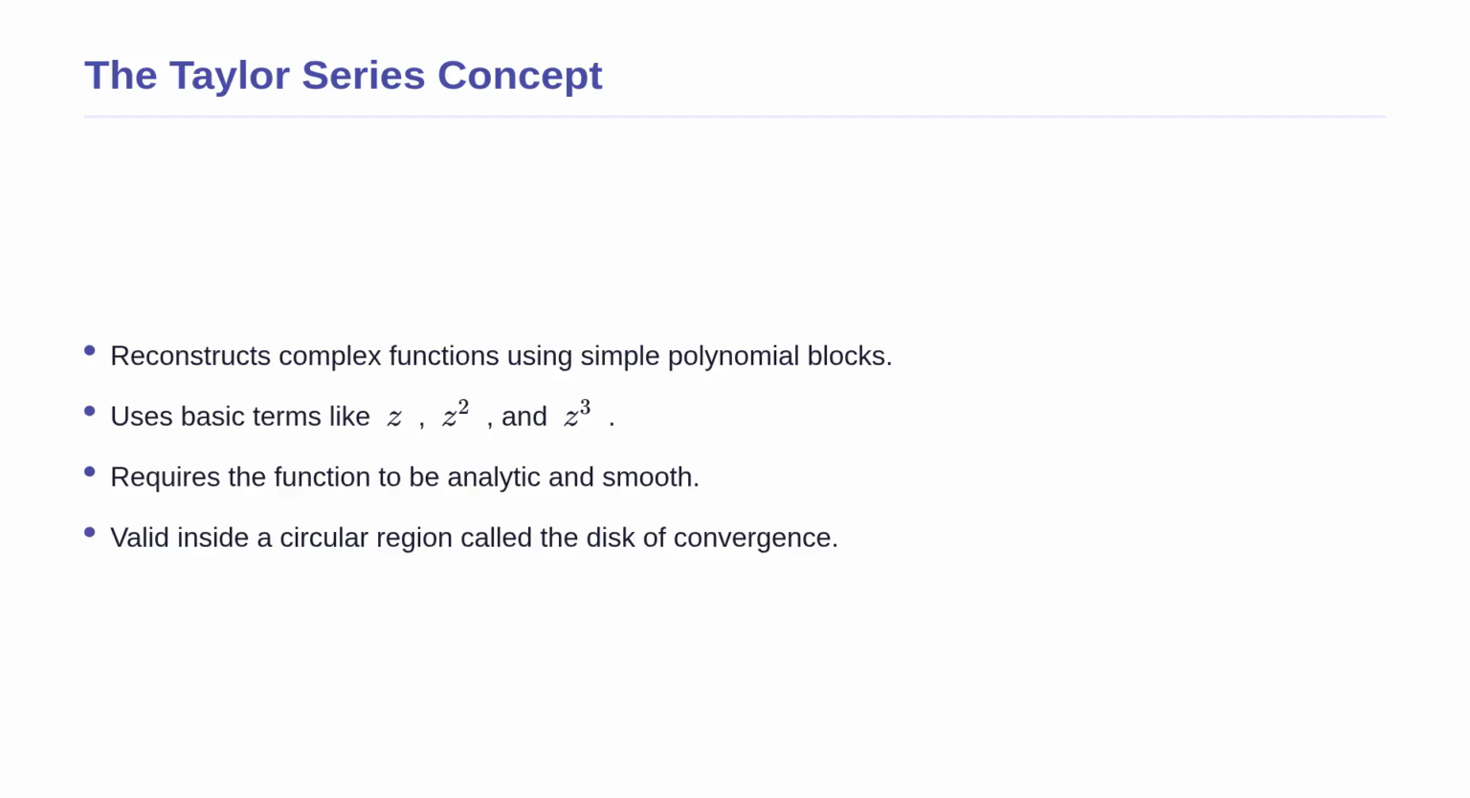To begin, imagine you are trying to sculpt a perfectly smooth, complicated statue, but all you have are basic, standard-sized clay blocks. If you stack enough of these simple blocks in exactly the right way, you can perfectly recreate the complex shape. A Taylor series is exactly like that sculpting process. It represents a complex function as an infinite sum of simple polynomial terms.